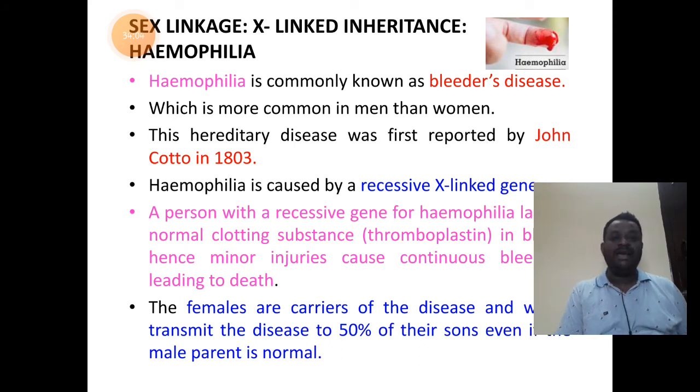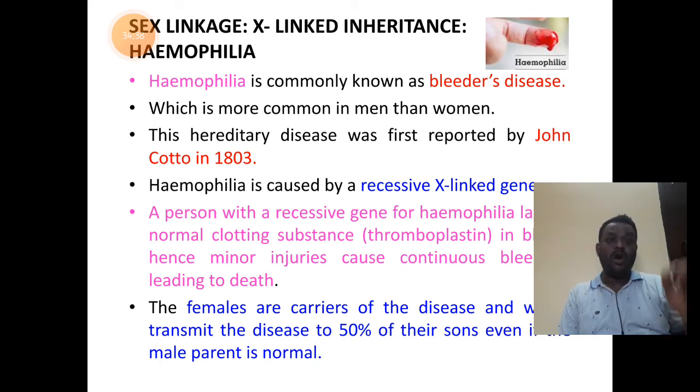Hemophilia is caused by an X-linked recessive gene. When an injury is caused on the body, due to this recessive gene present on the X chromosome, the synthesis of a protein, the clotting substance called thromboplastin, stops. Thereby, continuous bleeding occurs. If there is a cut on the finger, the blood keeps on coming out. It will not stop. In a normal individual, after some time it stops because of that clotting factor.